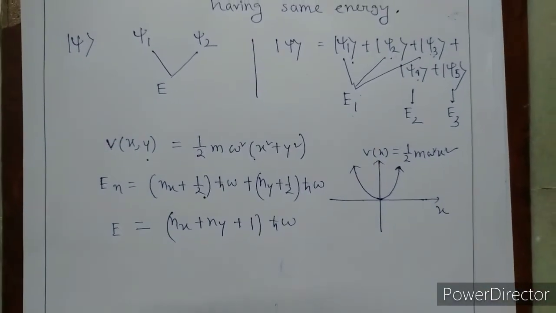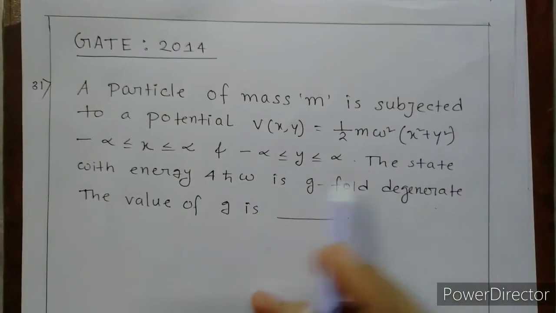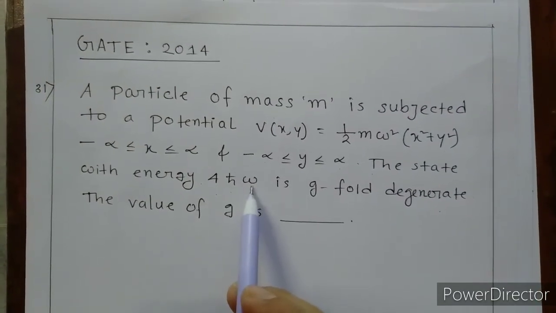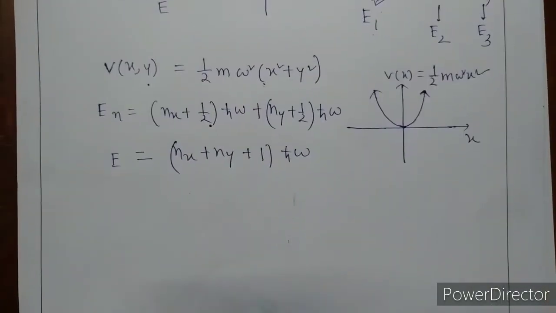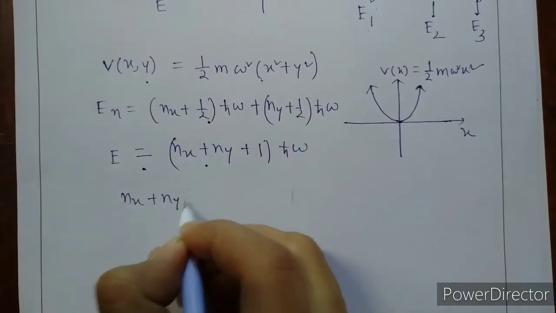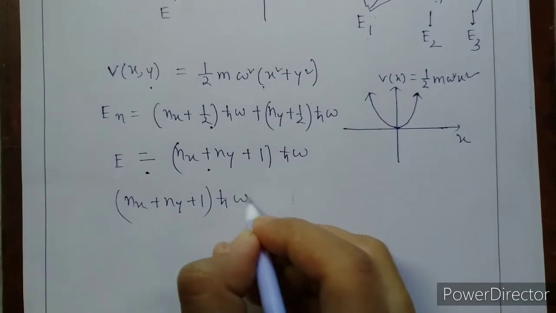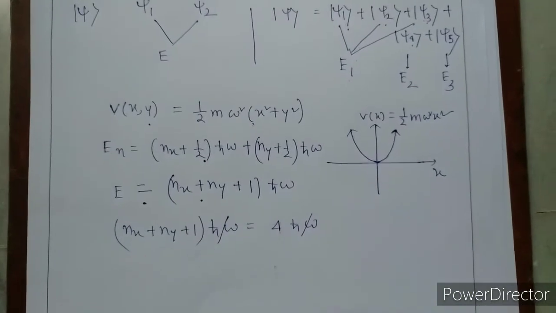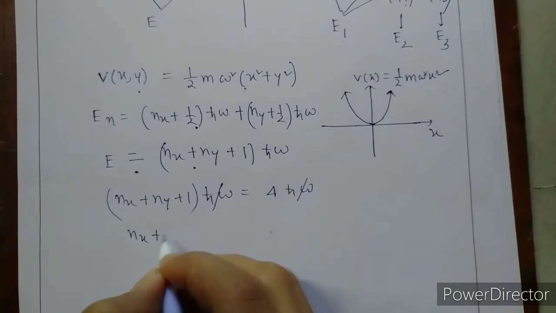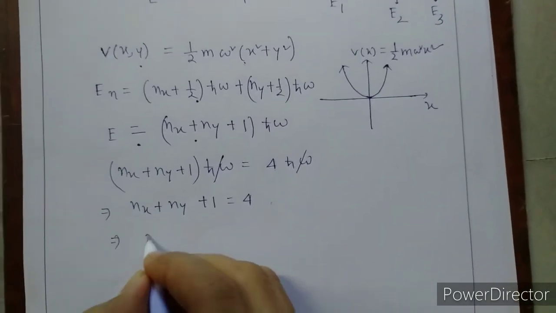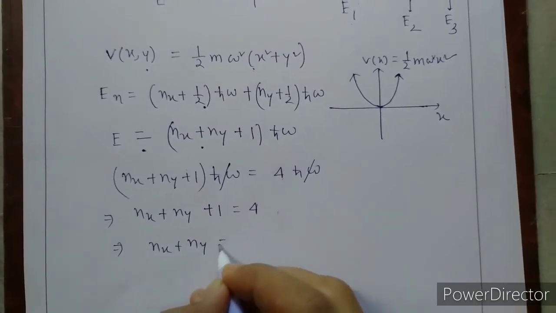Now in this problem the energy of this state is given, that is 4 h cut omega. This is the energy of this system. So we can write this energy equals 4 h cut omega. So (nx plus ny plus 1) h cut omega equals 4 h cut omega. H cut omega cancels out. So we get nx plus ny plus 1 equals 4. That means nx plus ny equals 3.